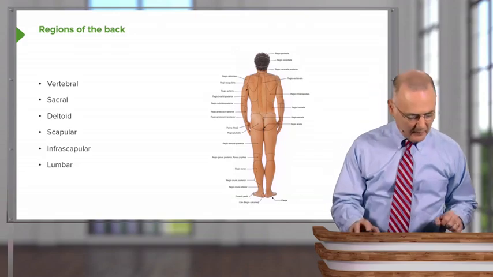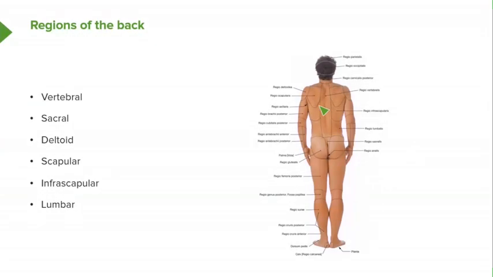So let's begin here by focusing in on this middle portion of the back. This is going to be the vertebral area. This area right in through here that extends down into the intergluteal cleft represents the sacral region. Here, superior and lateral, we have the deltoid region, as well as over here. Our scapular areas are defined within this territory, as well as the territory to the right side of the body.